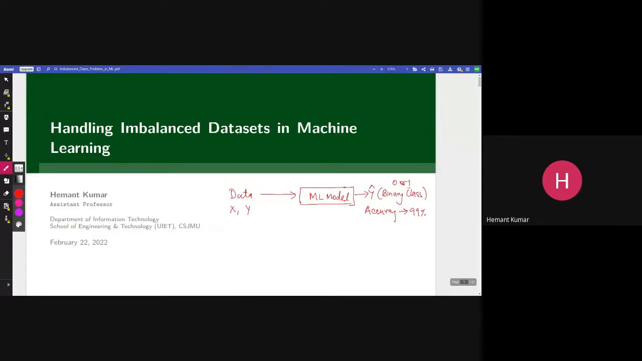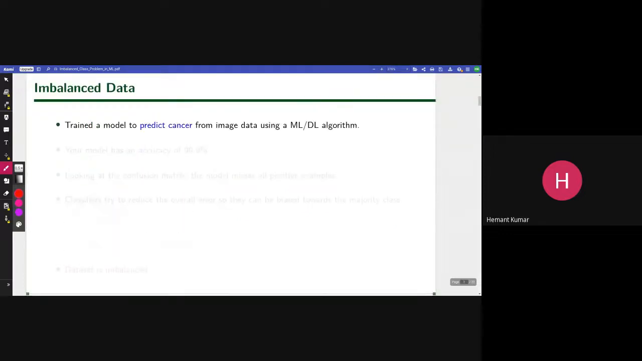But in an imbalanced data set, if I take an example, say we have taken the example of cancer data, a trained model on cancer image data. We have taken a DL and ML algorithm, and the accuracy comes out as 99%. But in this scenario, we check its confusion matrix. This confusion matrix shows that it misses all the positive examples. So sometimes it misses the positive examples.